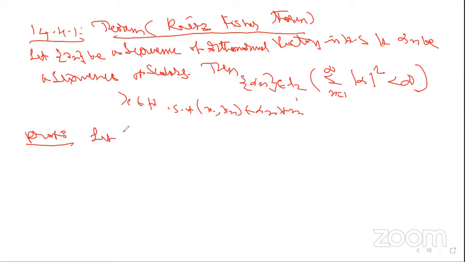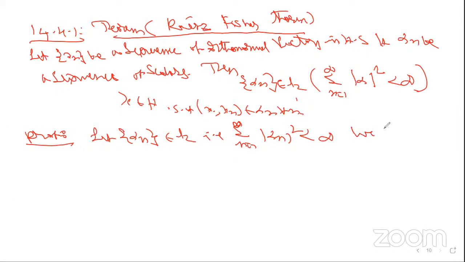Let alpha n belong to L2. That is, the sum from n equal to 1 to infinity of modulus alpha n whole square is less than infinity. So we claim that the series converges in H.